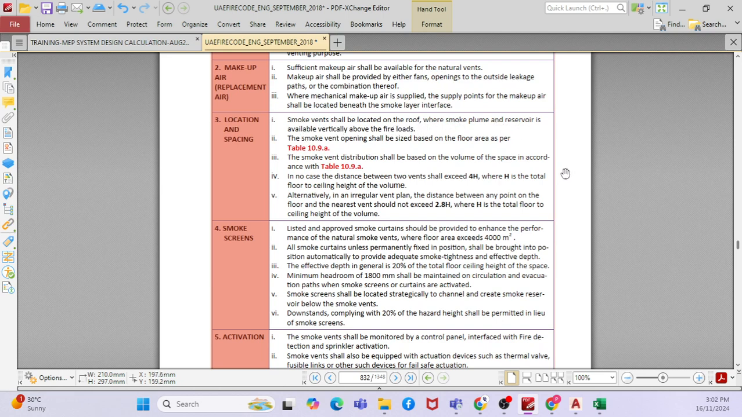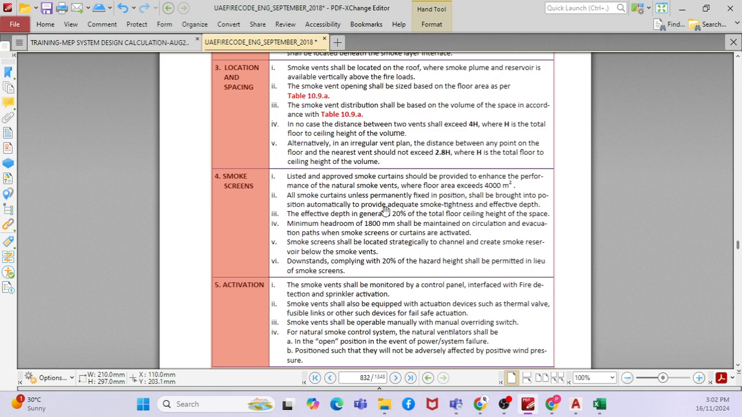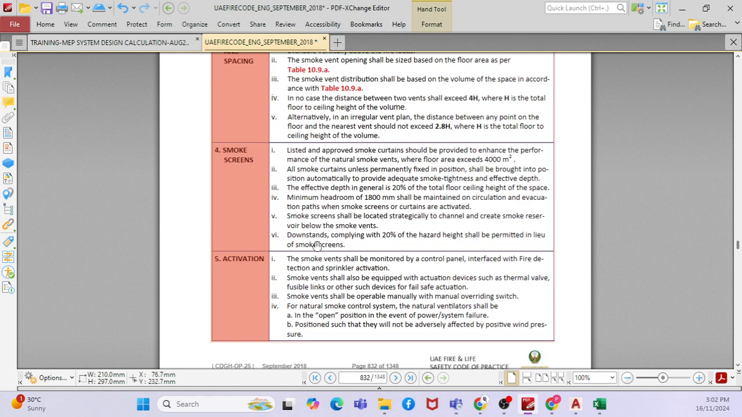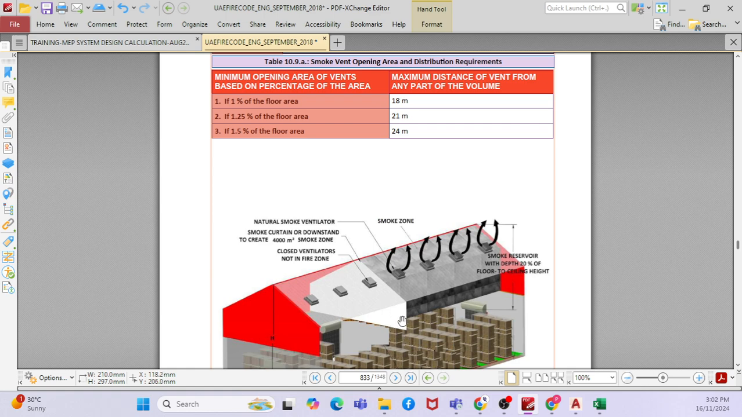Normally they don't use a forced system, mechanical ventilation. Everything is by means of natural. And you can talk about every 4,000 square meters being considered as one zone. And downstand. Downstand is nothing but this. This is called downstand. This will be constructed as a part of the civil, like a beam kind of thing.